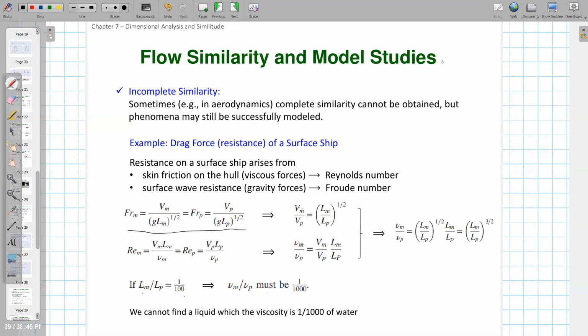We cannot find a fluid for that. Even the fluid with the smallest viscosity, for example mercury, the viscosity of mercury may be smaller than water, but you cannot get smaller to this range. That is not realistic. So in other words, we just cannot satisfy these two numbers at the same time. There is no way for us in our lab conditions to make sure that both the Reynolds number and Froude number will be the same as the practical actual conditions.